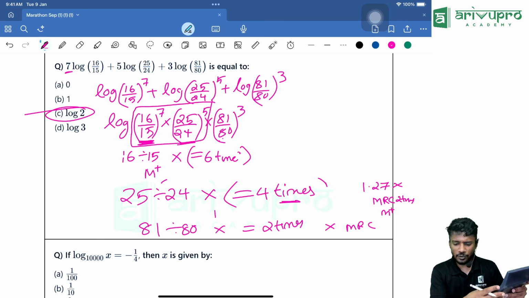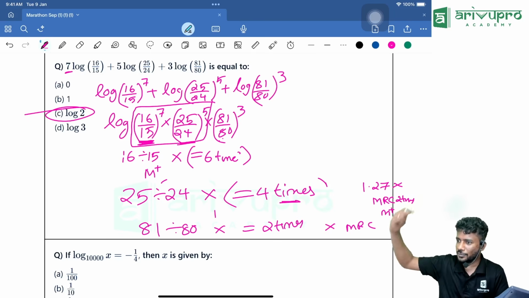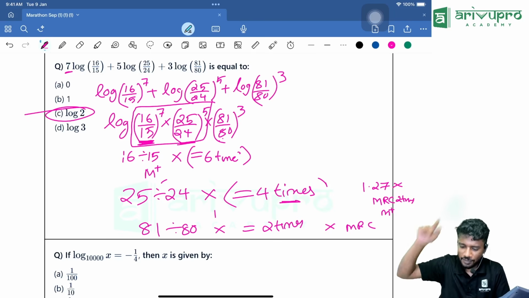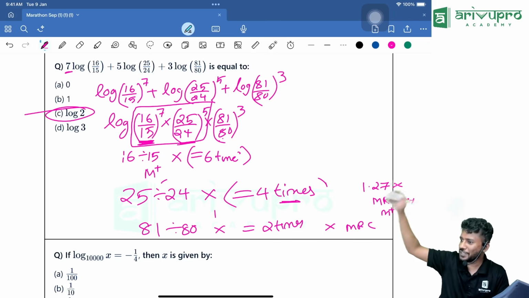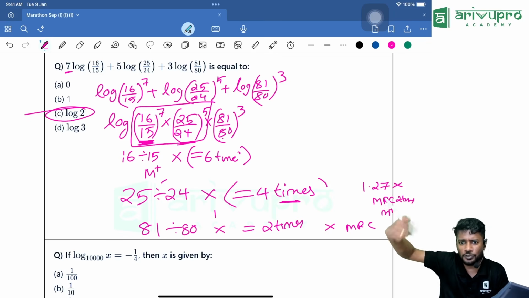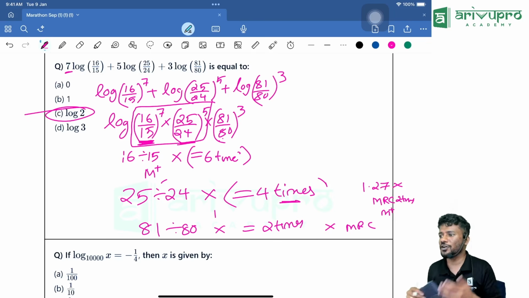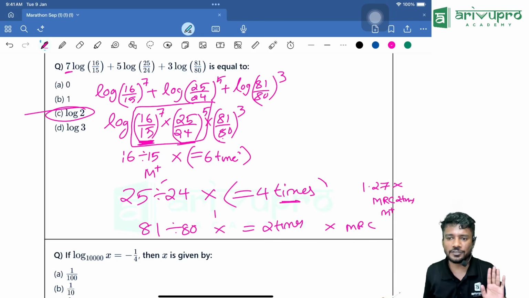16 into equal to how many times? 6 times. Then multiply it with 25 into 25, 5 times. We need to click 25 into 25 into 25. Then 81 into 81 into 81. Then divide by 15, 15, 15, 15, 15. Likewise, you need to do it. Some calculators will show an error. This is the easiest method.